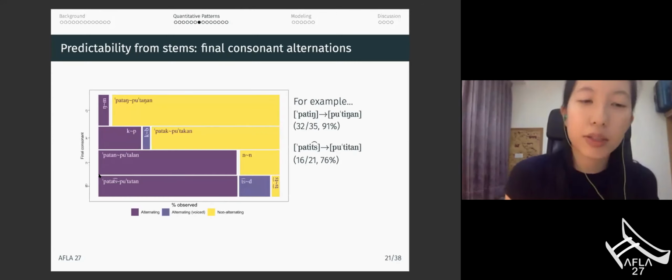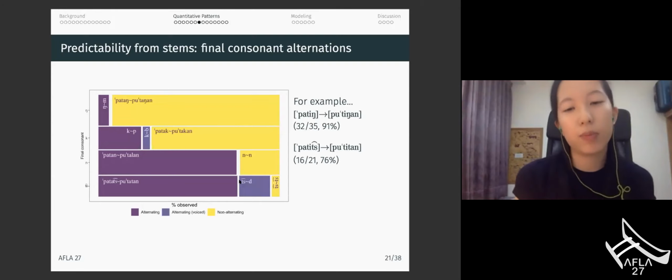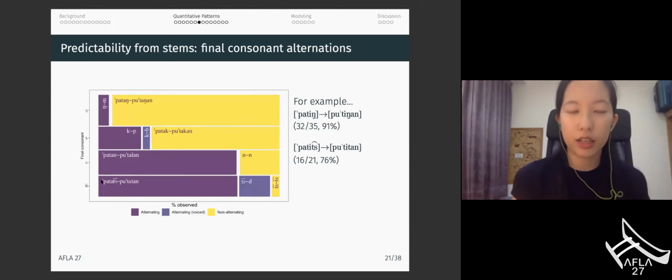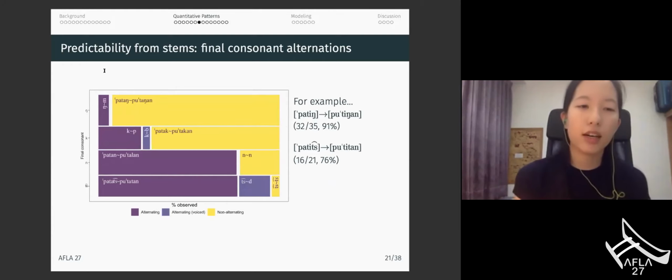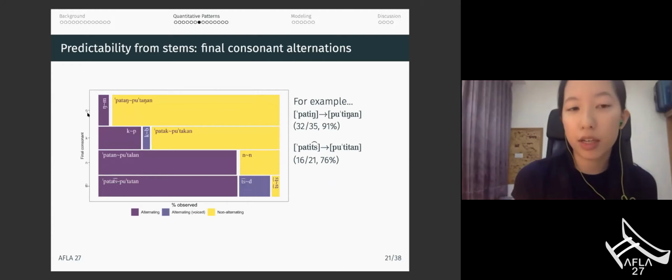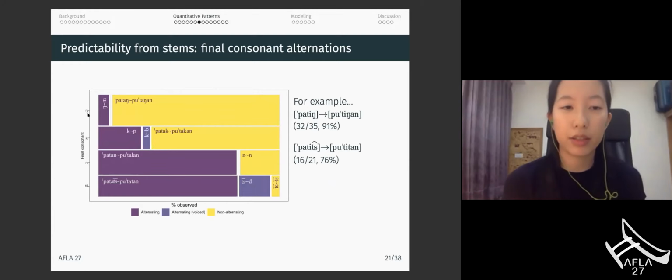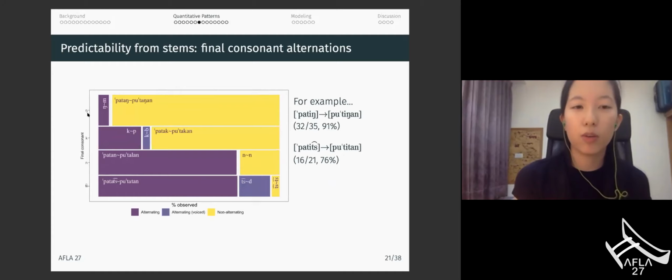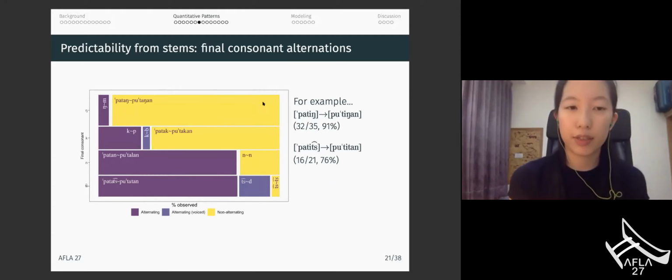So we can see how this works here. These rows are organized by final consonant, and the purple bars indicate segments that have a preference for alternation, and then the yellow bars indicate the proportion of non-alternating segments. So you can see that on one end, consonants such as engma have a strong dispreference for alternation. So final engma will almost always show up as engma in the suffix form. Given something like pating, the suffix form will most likely be putingan. And this is true for 91% of the data.